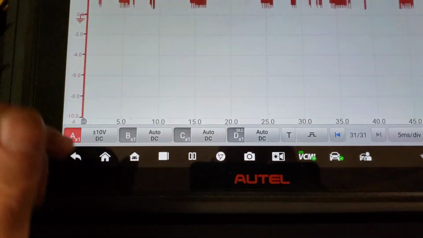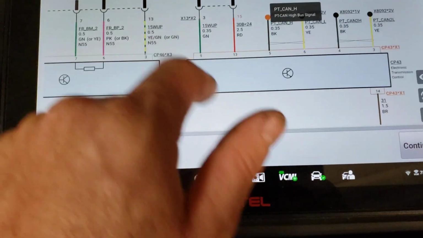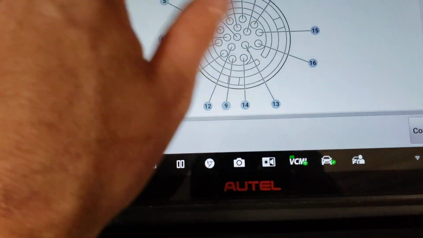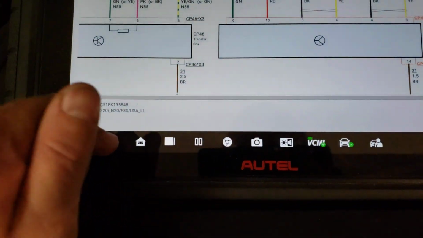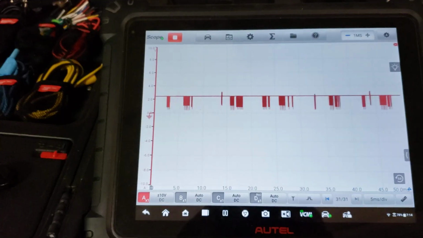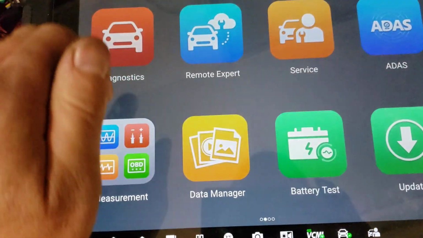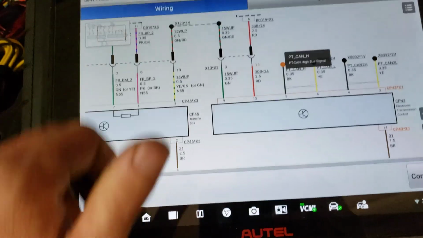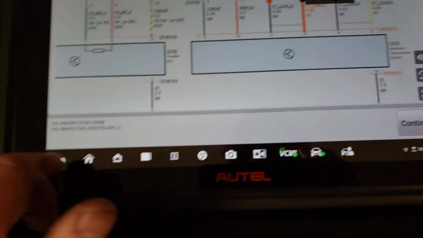So let's go to the other one. And let's go to 6, which is CAN low. Right there. We'll do that. Go to 6. Let's see where we're at. I'm on number 6 now. So we can definitely see we got an issue here. Should just use a split screen. So 6 is CAN low bus signal.